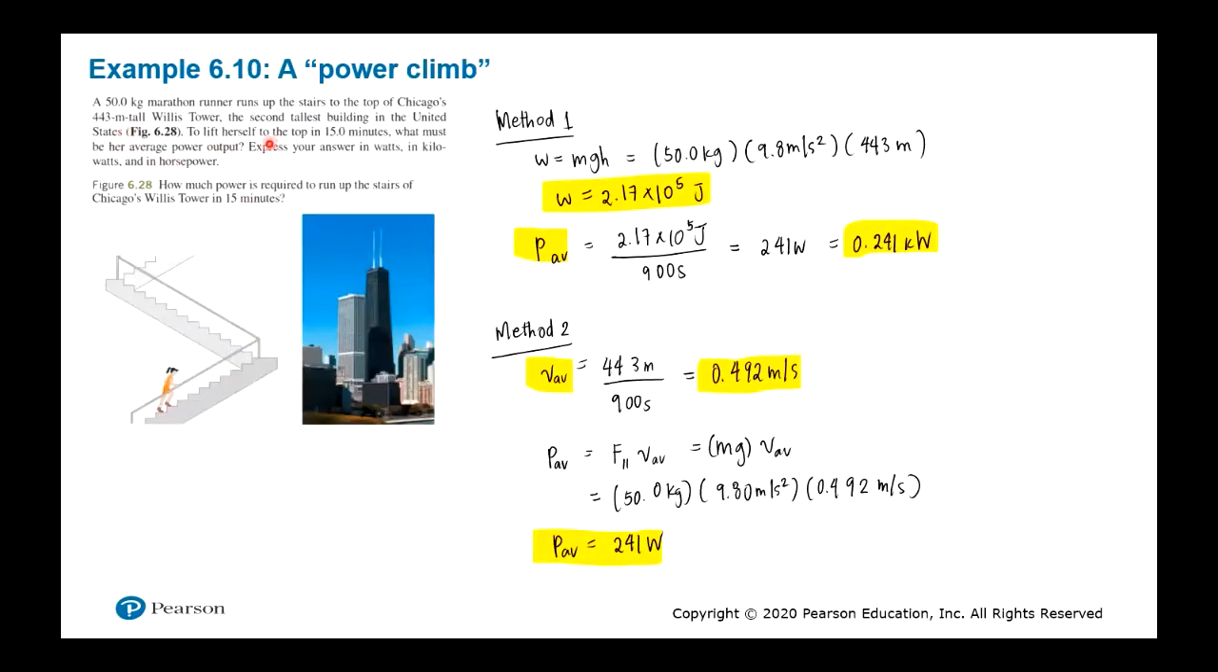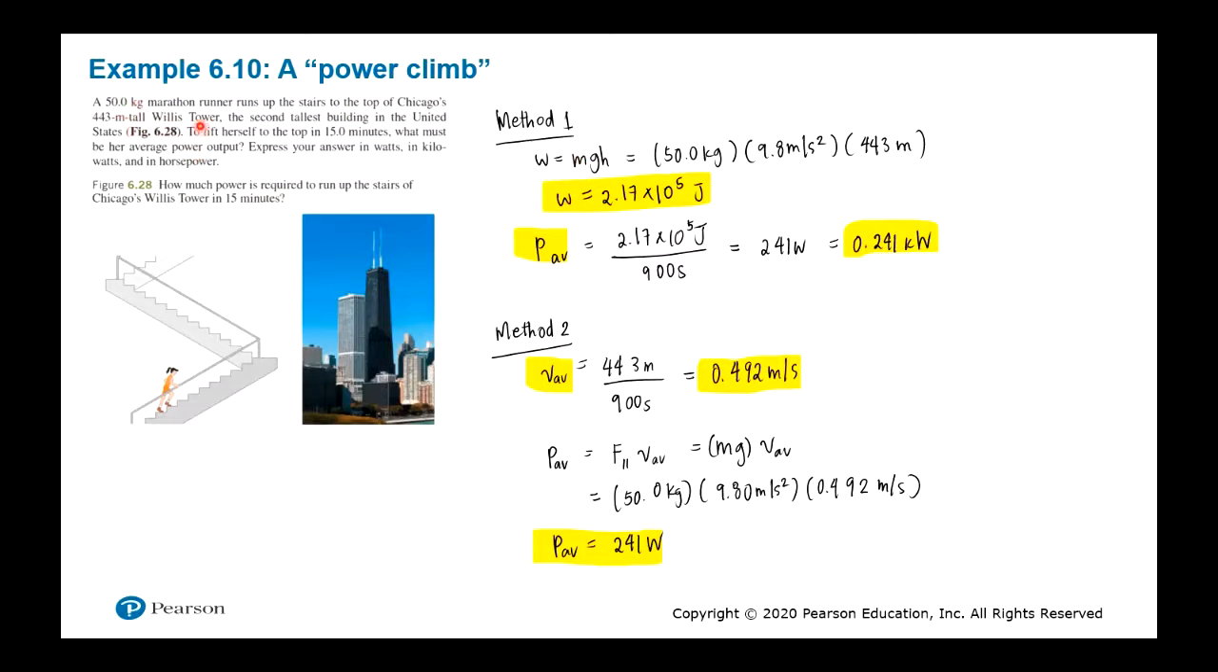Great. Okay, so next we have a 50-kilogram marathon runner who runs up the stairs to the top of Chicago's 443-meter tall Willis Tower. This is the second tallest building in the United States. To lift herself to the top in 15 minutes, what must be her average power output? Express your answer in watts, in kilowatts, and in horsepower. Okay, so how do we start with that?